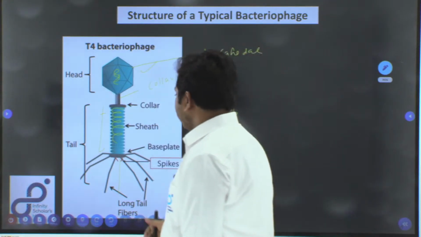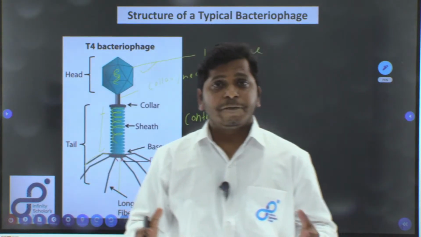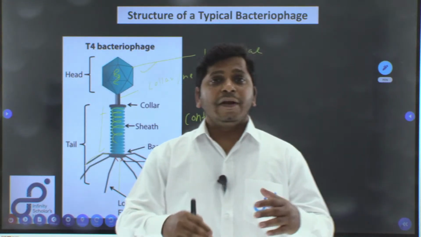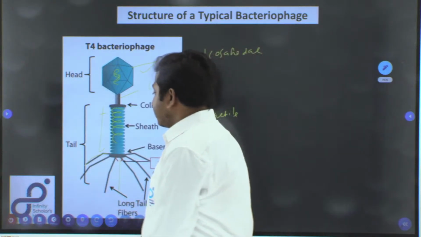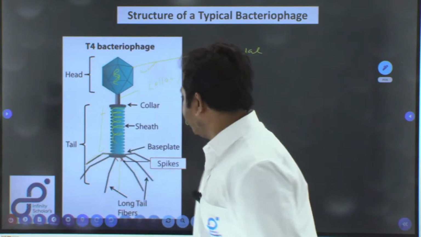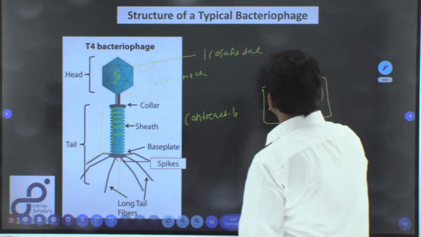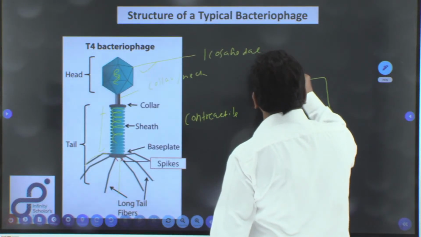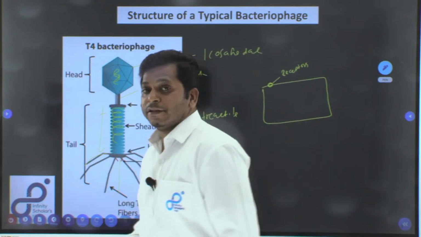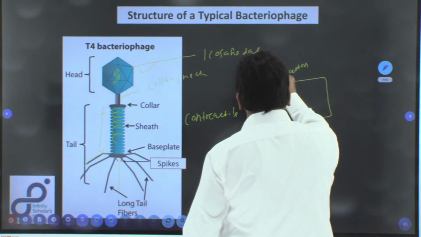Also, they have many tail fibers, and the tail fiber number varies depending on the type of bacteriophage. Some bacteriophages may not have any, and some will have many tail fibers. And these tail fibers have essential proteins which can recognize the bacterial surface. Suppose this is a bacteria, and on the surface of the bacteria there are some specific proteins which are called receptors. And these bacteriophages will go and specifically attach onto these receptors.